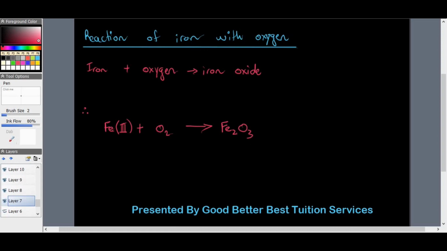In other words, the 2 from the oxygen went to the iron, and the 3 from the iron went to the oxygen. So I've got 2 irons bonded to 3 oxygens, or 3 oxygens bonded onto 2 irons. Okay. Is that called magnetite? Magnetite. The common name for iron oxide.